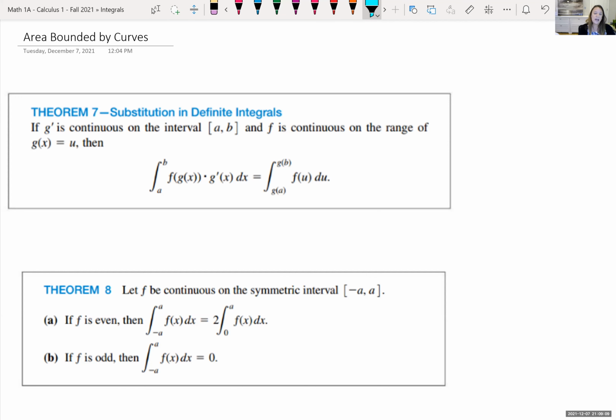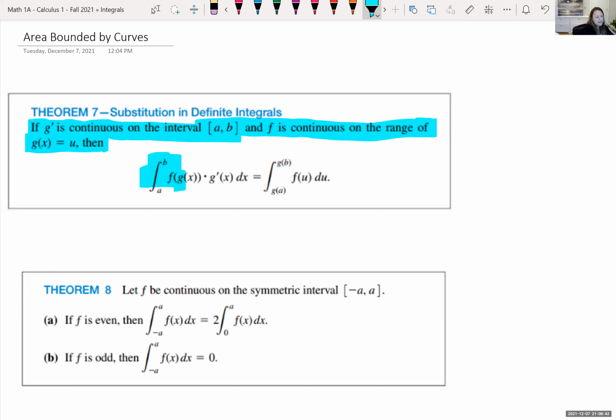And this is where we had some integral where it was either hard or not possible to integrate without doing this substitution. And so what we did is we found some function, that inner function of the composite function. And we noticed that if the derivative of it canceled out some other value in our function, we would use that. So this says if g prime is continuous on an interval [a, b] and f is continuous on the range of g of x equals u, then we can just say that the integral of f of g of x times g prime of x dx is equal to, this right here is changing the bounds.